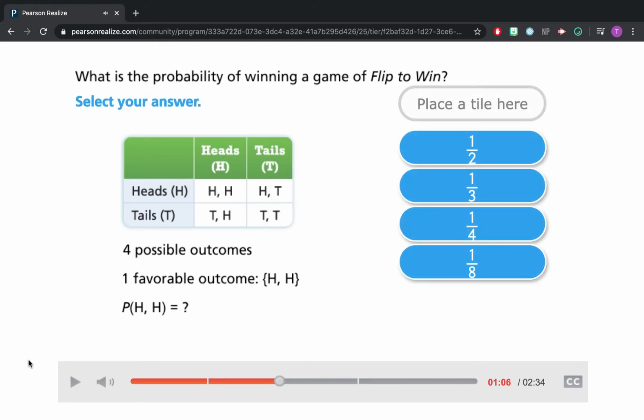What is the probability of winning a game of Flip to Win? Select your answer. All right, so in order for her, I think her name was Sadie, to win this, we need the probability of getting heads and heads, back to back.